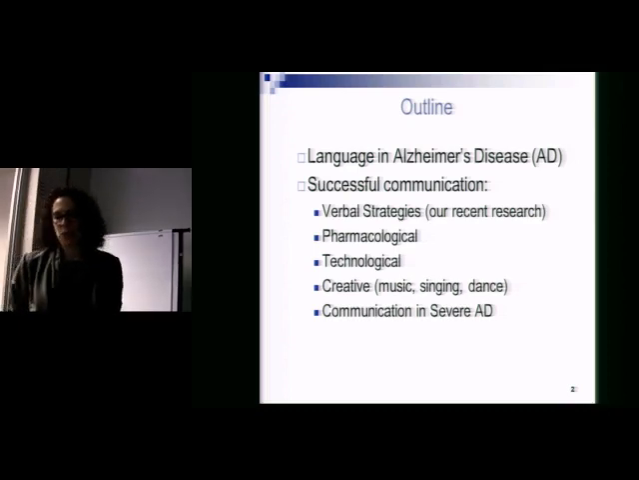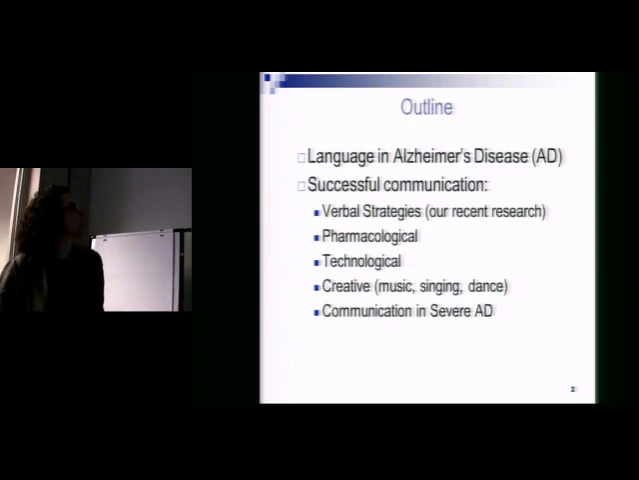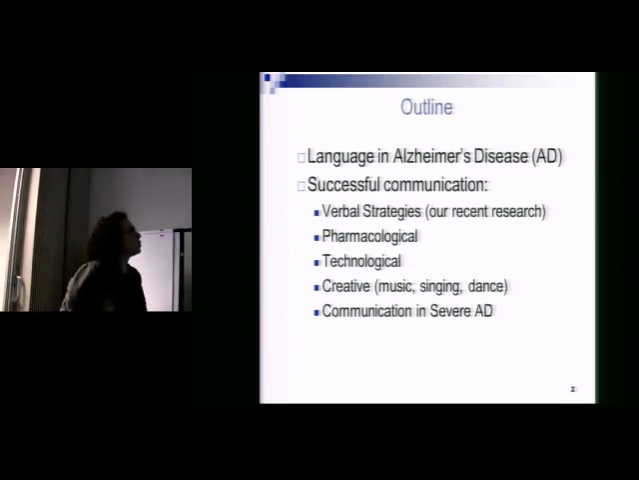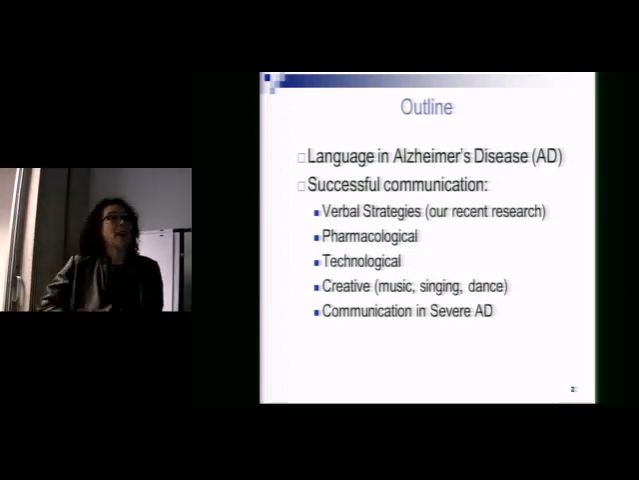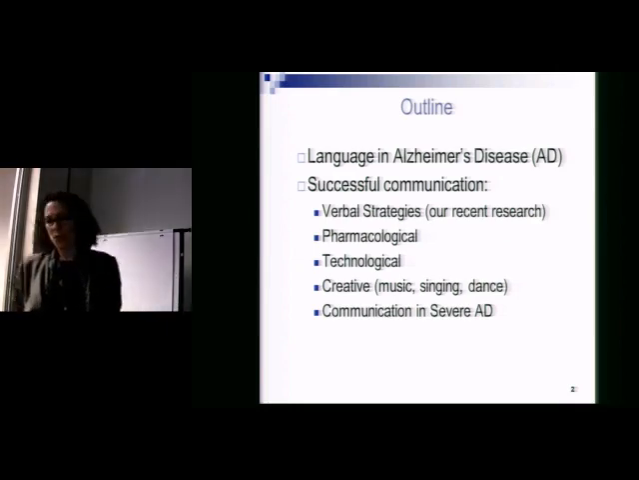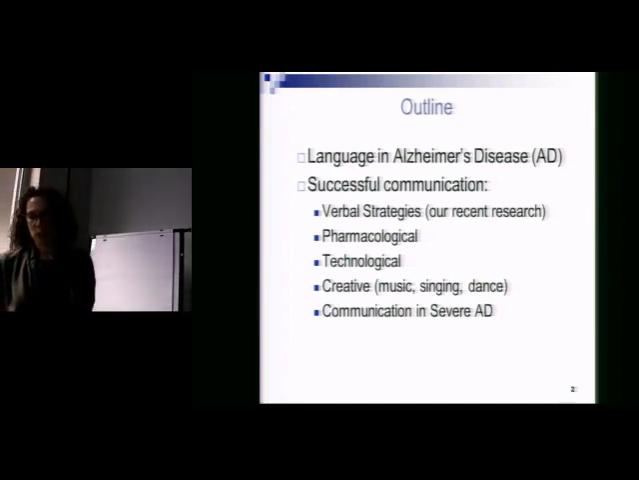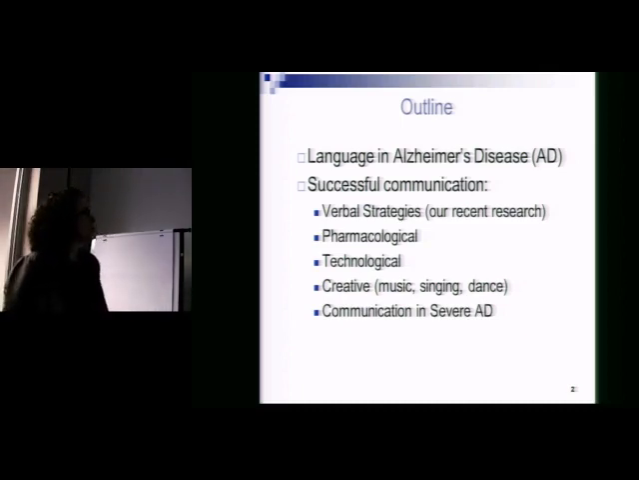Just to lay out quickly what we'll talk about today, I'll only spend a few minutes talking about the language profile that we find in Alzheimer's disease. I'd like to then move on very quickly to talking about how we can communicate, or maximize and facilitate, successful communication with individuals with Alzheimer's. And we'll talk about some different strategies and approaches.